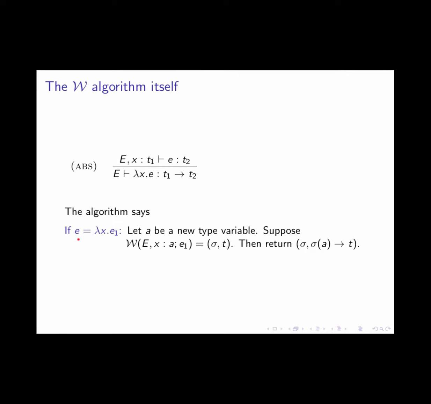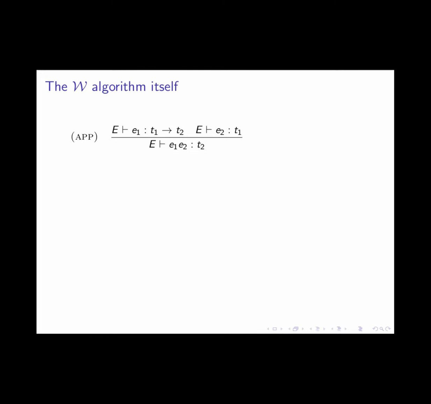It says that if we are trying to find the type of a lambda expression, then we introduce a new type variable A. And we add the assumption that x has type A to E, and then we try to find the type for the body E1. And if we get sigma and T out of that, then the substitution is sigma, and the type of the function is whatever the type is of the argument, that's sigma of A, to T, because T was the type of the body.